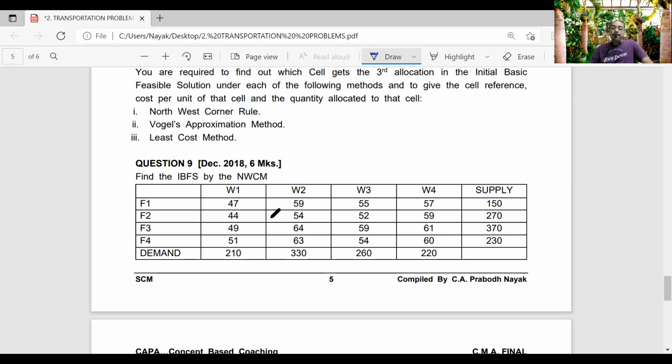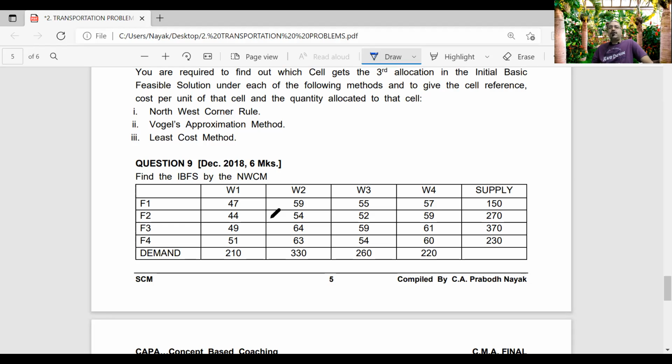So we'll stop here for today. Tomorrow I'll start with assignment. Assignment is similar to transportation. Here we are talking about transportation of goods from one center to another center, from a production center to a distribution center or to different customers.